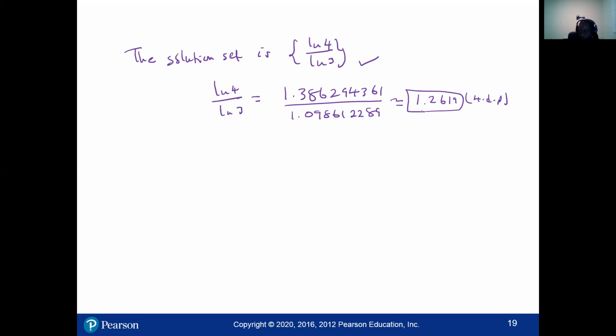Perfect. And so that is the end of this section, and the other section will follow suit.